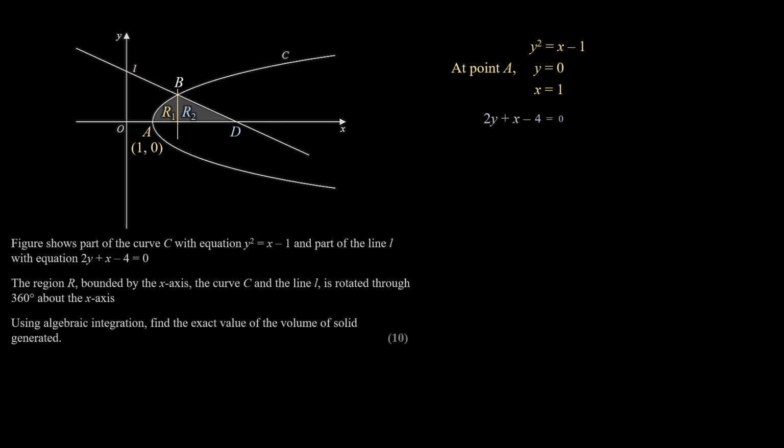The equation of line L is 2y plus x minus 4 equals 0. When y equals 0, x is 4. Thus, the coordinates of D are (4, 0).